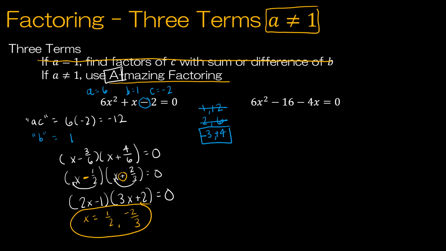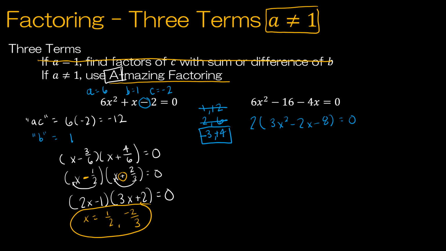Let's look at our second question. Again, it's already set equal to 0, but before I do anything else, I should always look at A, putting things in the correct order, and B, taking out a greatest common factor. So I am going to go ahead and take a 2 out of everything. And then I'm just going to write everything in the right order. So that's 3x squared minus 2x minus 8 is equal to 0.